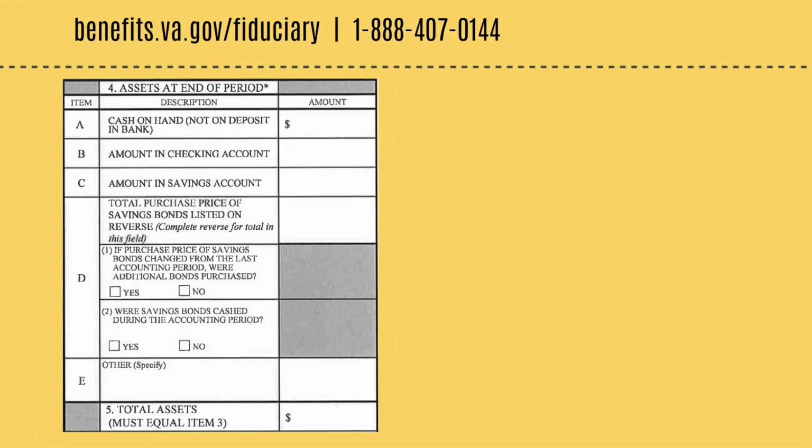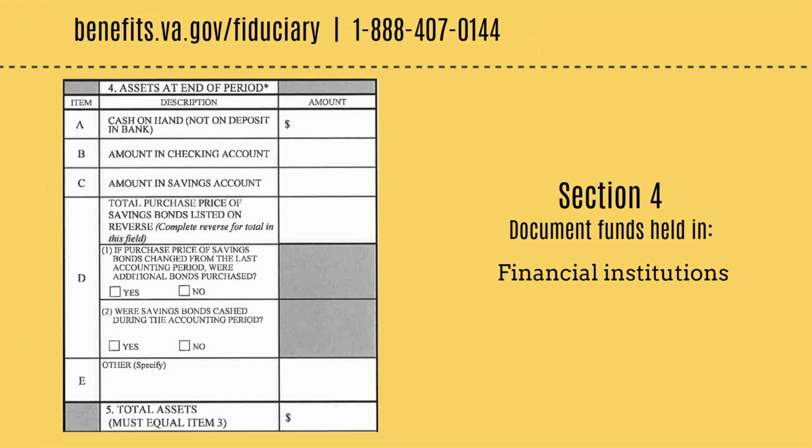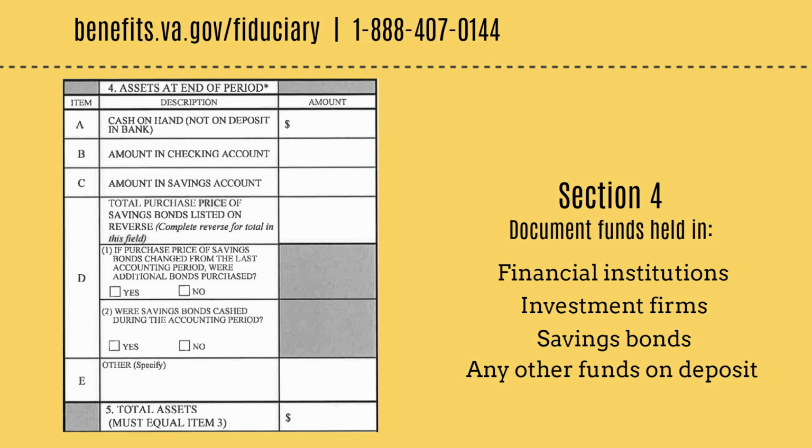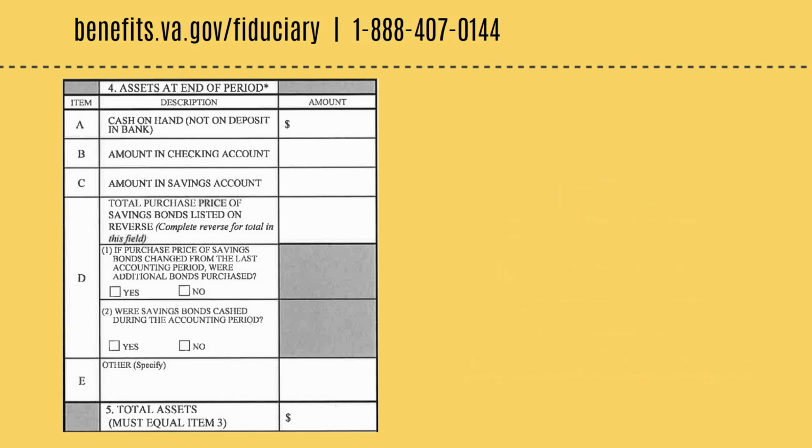Now, let's take a look at Section 4. Section 4 is where you need to document the balances in all accounts you manage as the fiduciary. These are funds held in financial institutions, funds held through investment firms, savings bonds, and any other funds on deposit for the beneficiary. Items A, B, and C should reflect account balances of checking, savings, and certificates of deposit at the ending date of the accounting period.